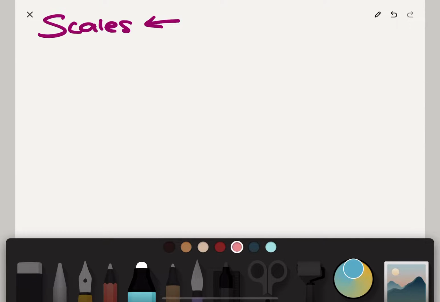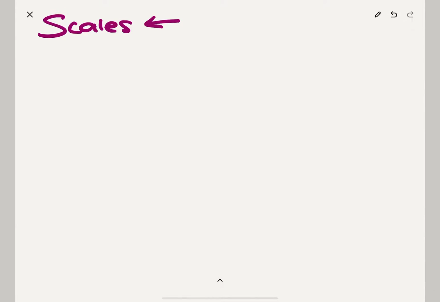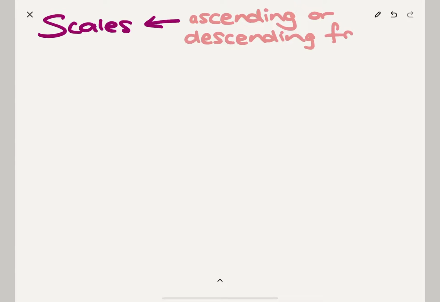So scales are essentially an ascending or descending family of pitches. That might sound like a really weird explanation, but when I start to talk to you about key signatures and things like that, you'll understand why we use the word family.